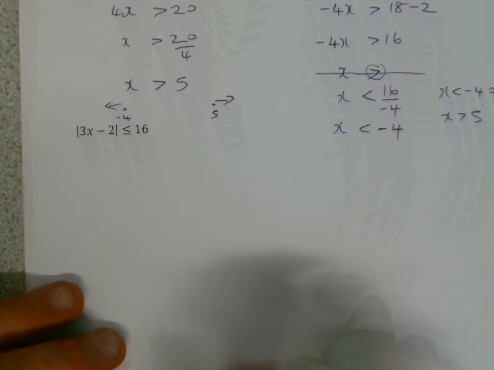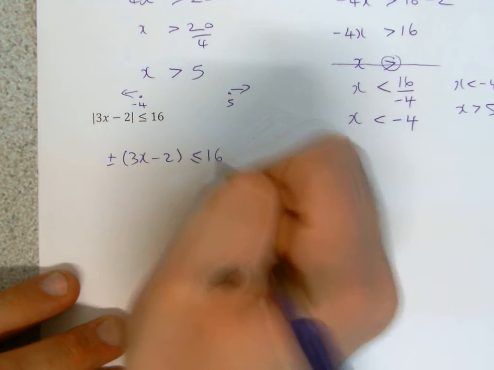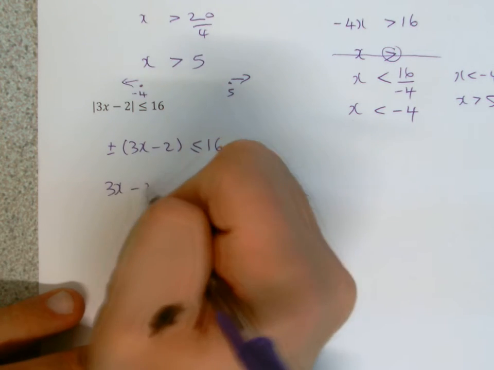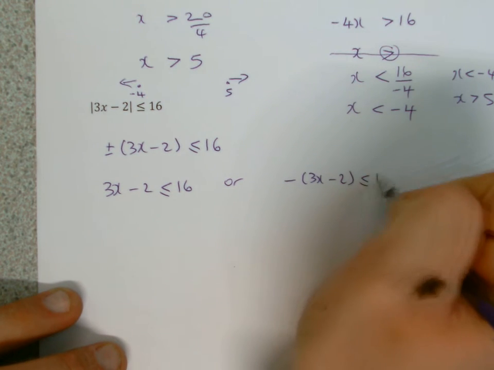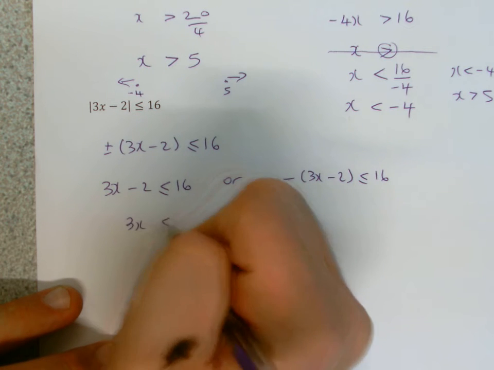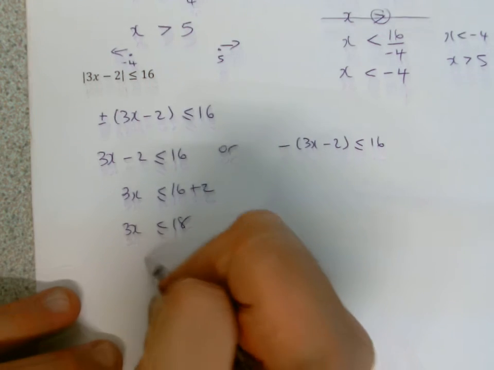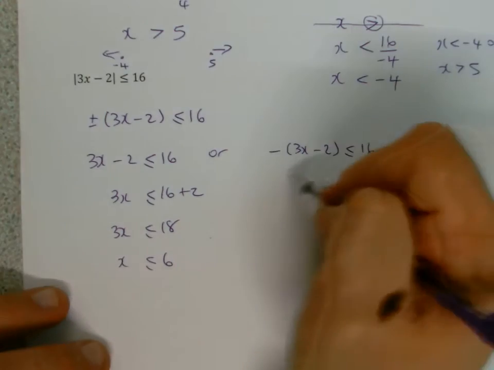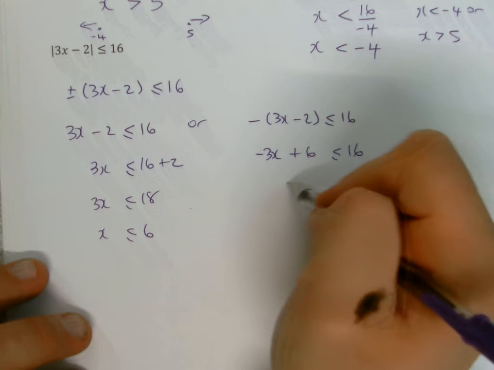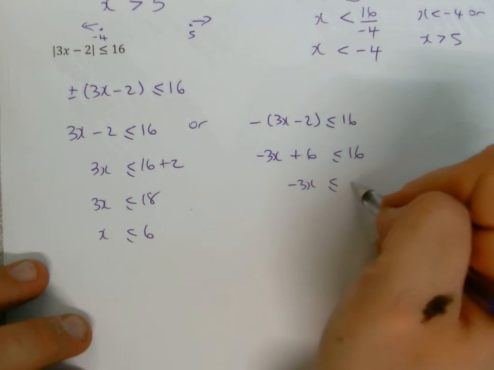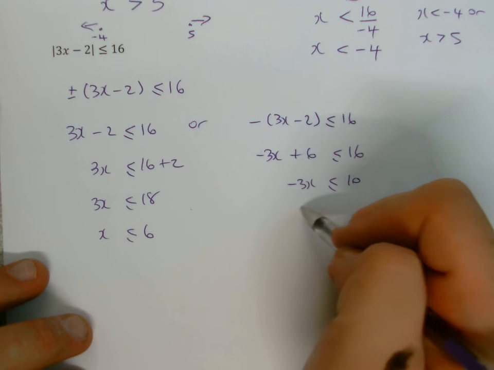Okay. So with the next one, we do the same sort of thing. Plus or minus 3x minus 2 is less than or equal to 16. So you take the plus option, or the negative option. So with the plus option, you get this. So that means x will be less than or equal to 6. With the negative option, let's take that minus through. Okay, so we take the 6 over, that'll become 10 one day when you do the maths there. Take the 6 off.